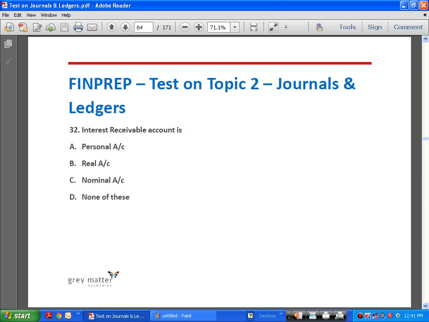Interest receivable account. Interest receivable account is an account that represents a person from whom interest is receivable. Suppose X has lent money to Y, and Y has to pay interest on that money that he has borrowed from X, and some interest is due from Y to X, then the amount that appears in the interest receivable account represents the amount that Y owes X, and so it is a personal account.